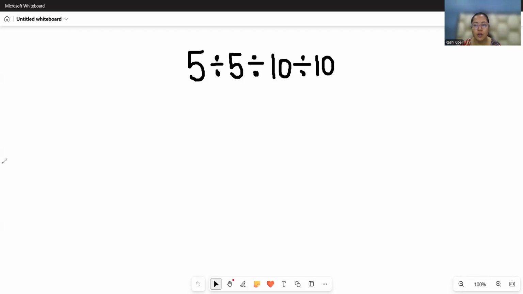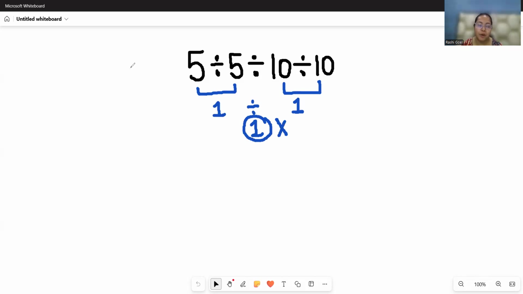In this video, we are going to solve the expression 5 divided by 5 divided by 10 divided by 10. This looks simple, right? But still, what people make mistake, they do 5 divided by 5 as 1 and 10 divided by 10 as 1 and 1 divided by 1 as 1, which is the incorrect answer. Yes, you heard it right, because they take an incorrect approach.